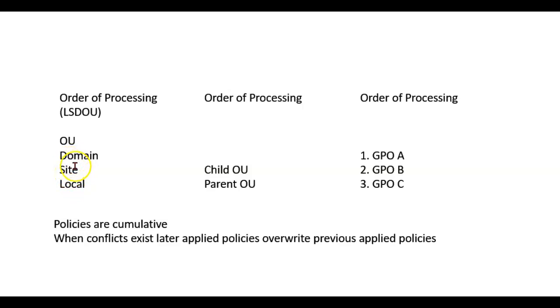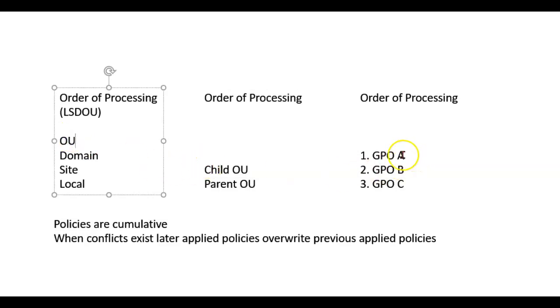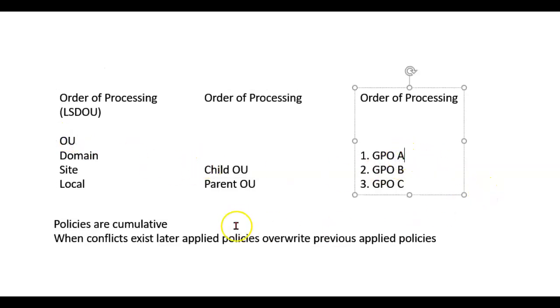And then the domain, if there's a conflict between the domain and either of these others, then it will override, and so on. So you can see that for a child OU, for example, the policies will take precedence over the parent OU. In other words, the more specific the unit that we're applying it to, the more precedence it has. So these higher ones have greater precedence than the lower ones. So that's why that's important.